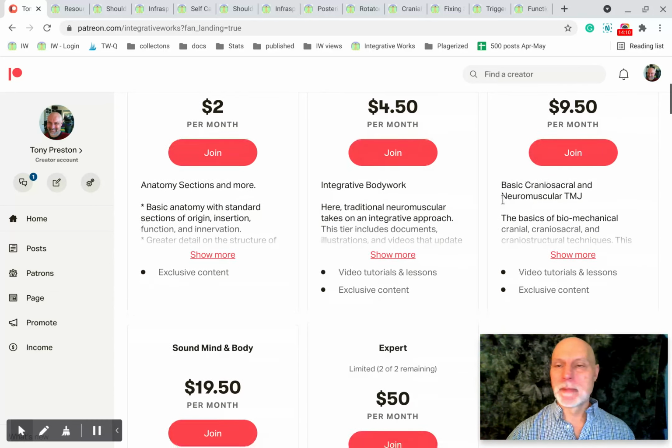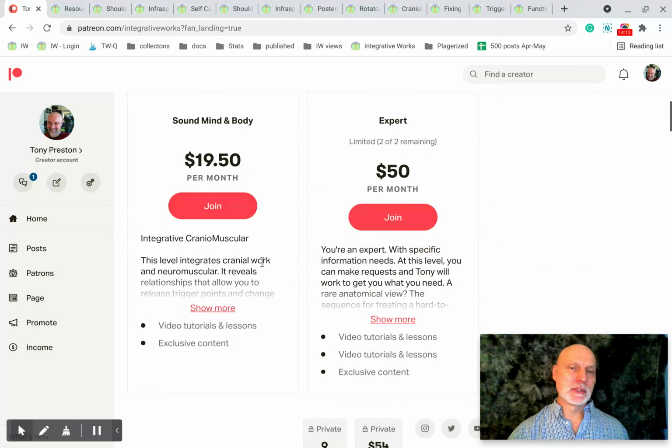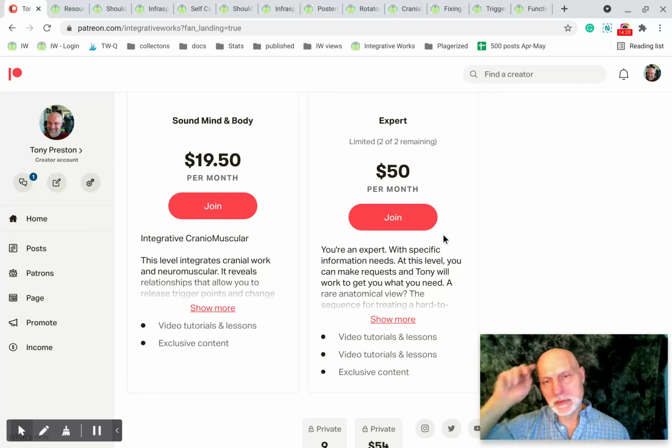Beyond the level-headed subscription level, there is Sound, Mind, and Body, which makes all of those craniostructural or craniomuscular pieces available to you so that you can begin to see how to release trigger points and pain patterns from the cranium. There is also an expert level, where if you'd like me to write the section on adductor magnus, or you'd like more information about that, then I'll jump ahead out of my sequence and do that work.